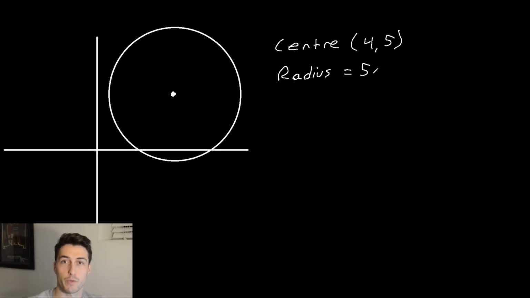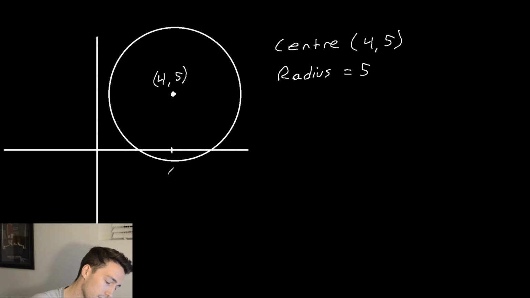So the first question we have is a circle that's centered at (4, 5). So I'm going to write (4, 5). That's 4 in the x direction and 5 in the y direction. That's the center of the circle. And then they said the radius was 5.